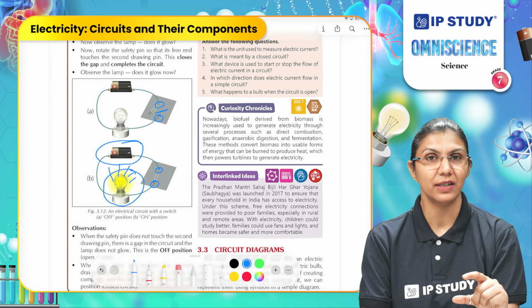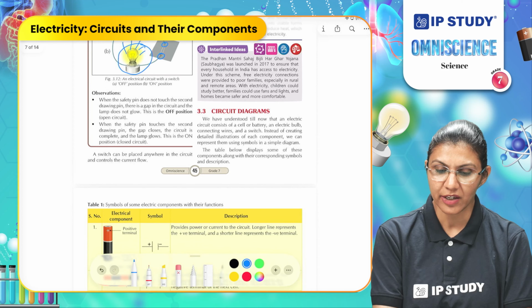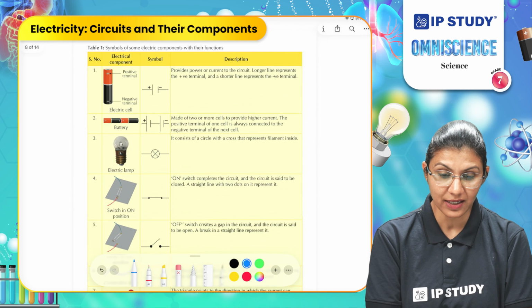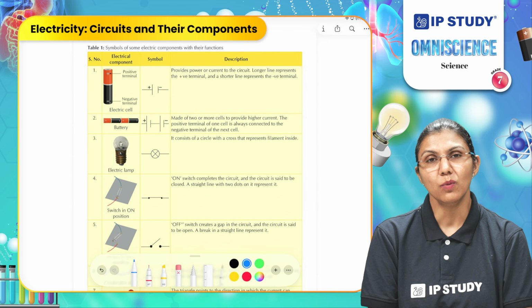Do we draw the bulb? Do we draw the battery case and battery every time? No, we can use symbols here. We can use symbols to draw the circuit diagram. It saves our time as well. So, what are the symbols here?